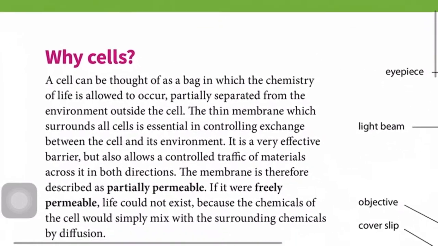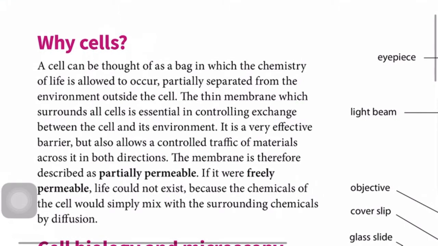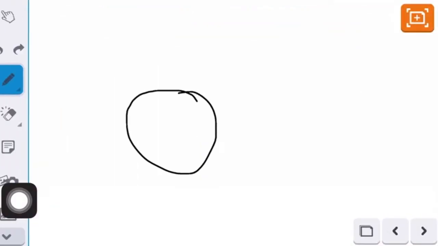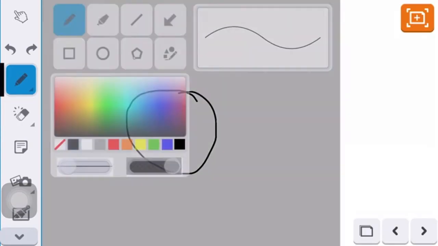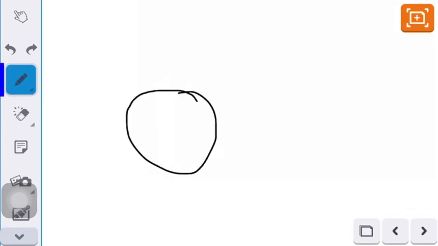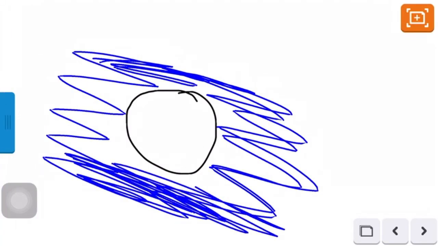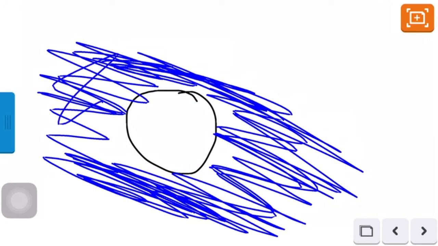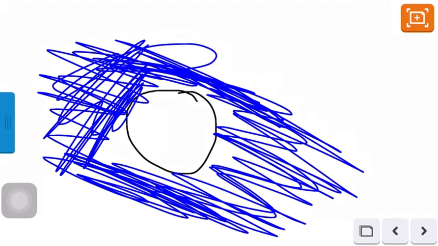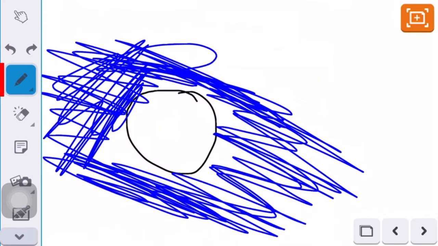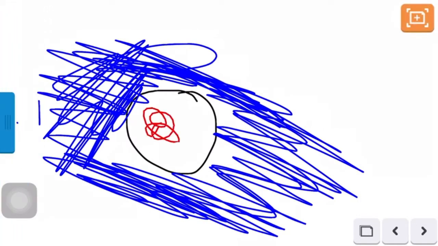Why cells? A cell can be thought of as a bag in which the chemistry of life is allowed to occur, partially separated from the environment outside the cell. So think about this. This is the cell, and suppose that this is the environment in which the cell is. Okay, just for your understanding, it doesn't have to be a perfect drawing. And all the chemistry of life, it means the chemical reactions which are needed for our life to survive, to grow, to keep moving forward, are happening inside the cells.